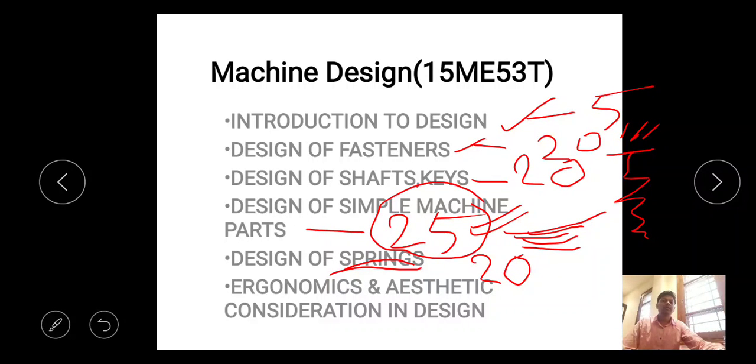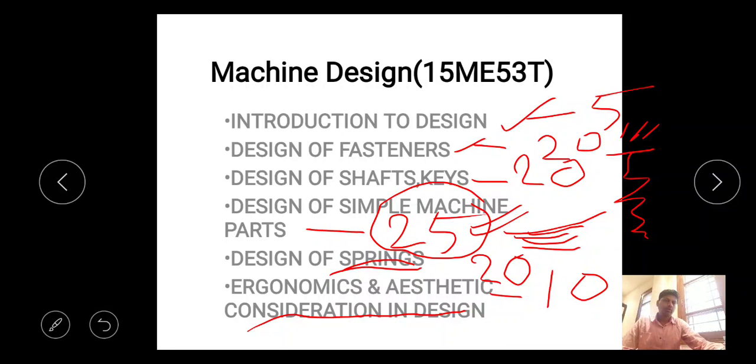Then in the last chapter you are studying the design considerations, that is ergonomics and aesthetic considerations in design. While designing, what all considerations you are looking at, those are called ergonomics and aesthetic considerations in design. It is theoretical and consists of 10 marks theory.